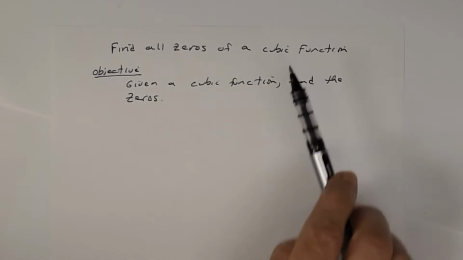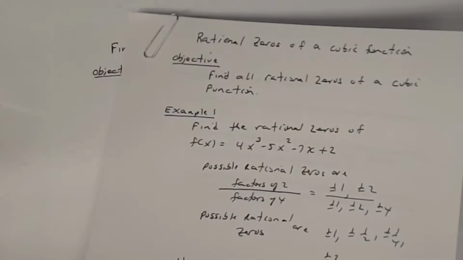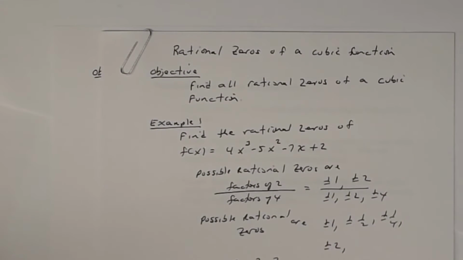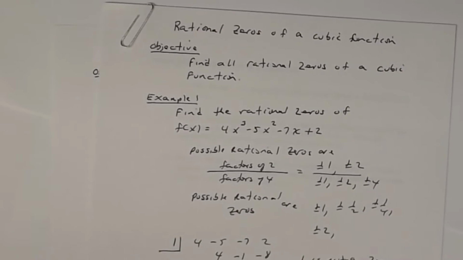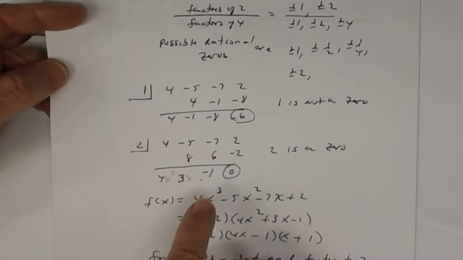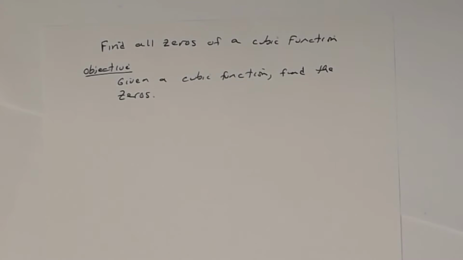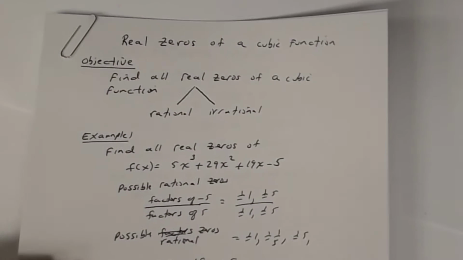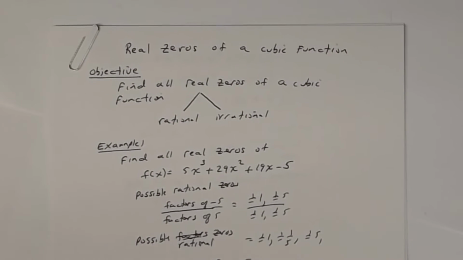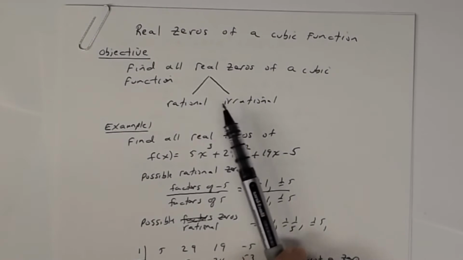So if you recall, in our first lesson on cubic functions, we talked about finding rational zeros. So in all the problems that we did in this lesson, for example, this particular cubic function, all of our zeros were rational. So we had rational zeros. Then we extended it to this lesson where it said find the real zeros. And remember, a real number can be rational or irrational.